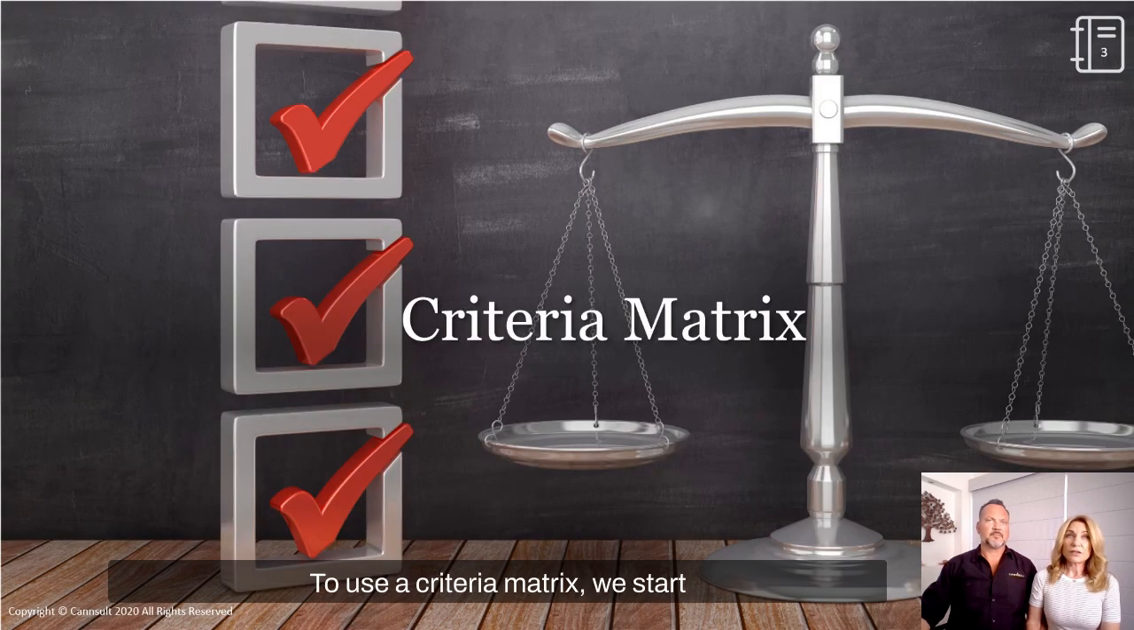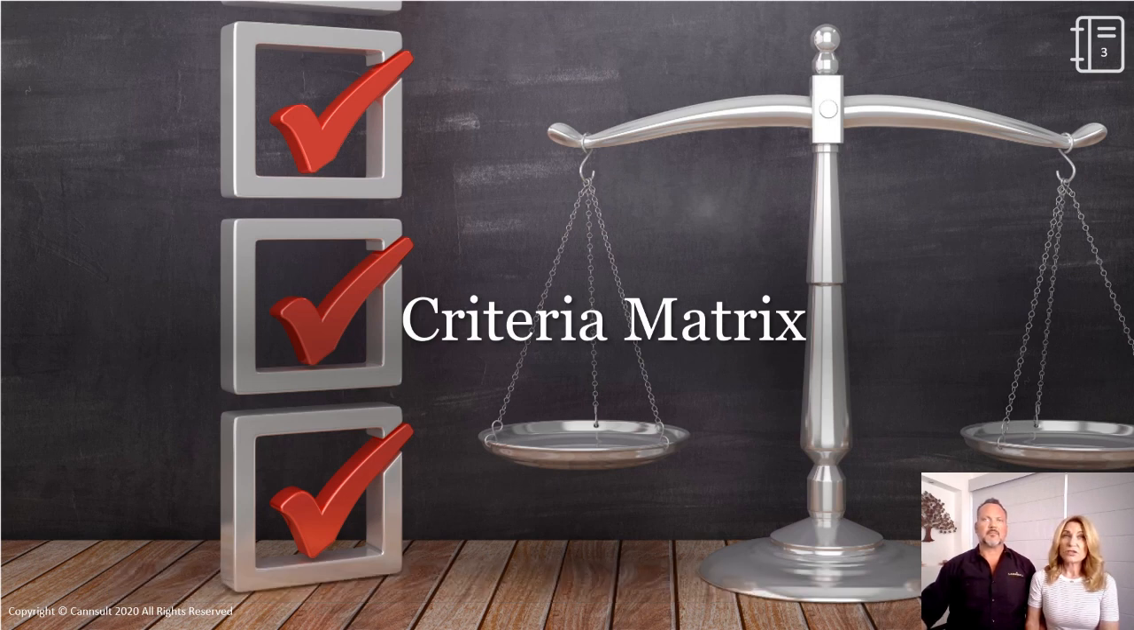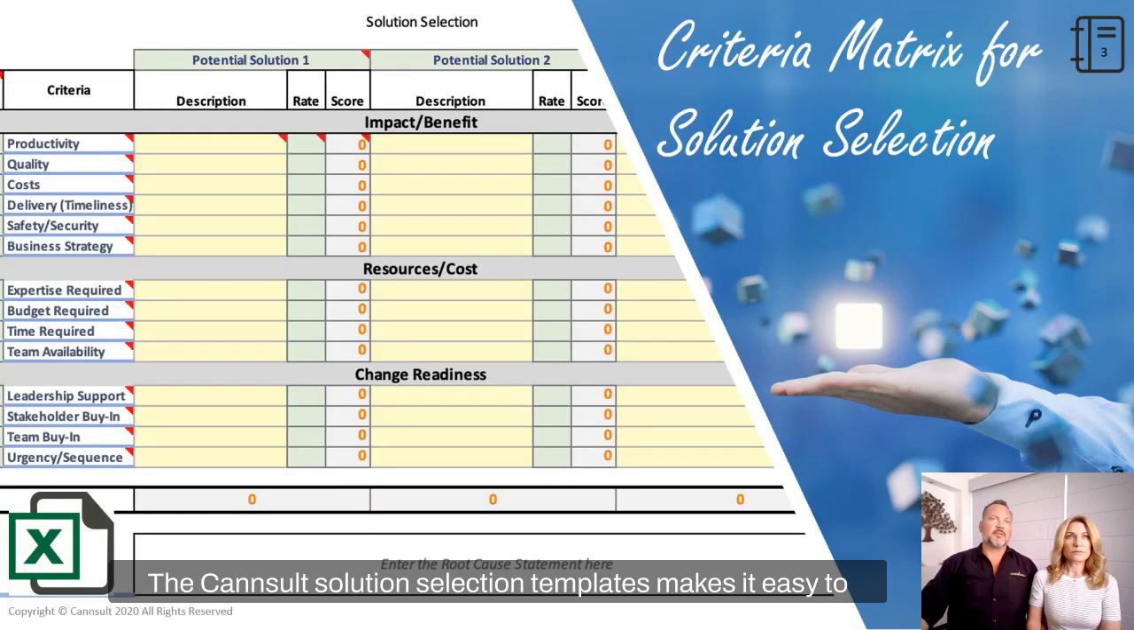To use a criteria matrix, we start by solidifying the criteria. For solution selection, the criteria falls in three categories: impact or benefit, resources required, and the change readiness of the people involved. The solution selection template makes it easy to solidify your criteria so that you can compare your options to the most important criteria for your project.